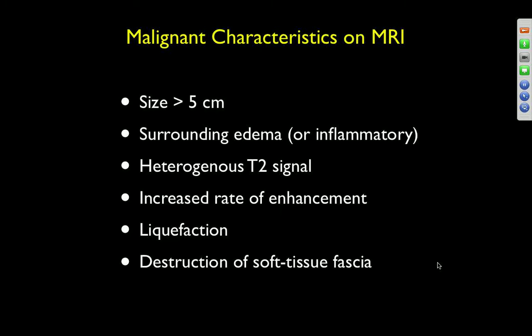Now, other criteria that people have found to be somewhat useful from a statistical basis for differentiating malignant from benign lesions on MRI include the size, where typically greater than 5 centimeters is more associated with malignant disease than benign disease. You look for surrounding edema. This is the one I find a little bit less helpful. If there's a lot of edema, then you're typically dealing with an inflammatory condition and not a malignant condition.